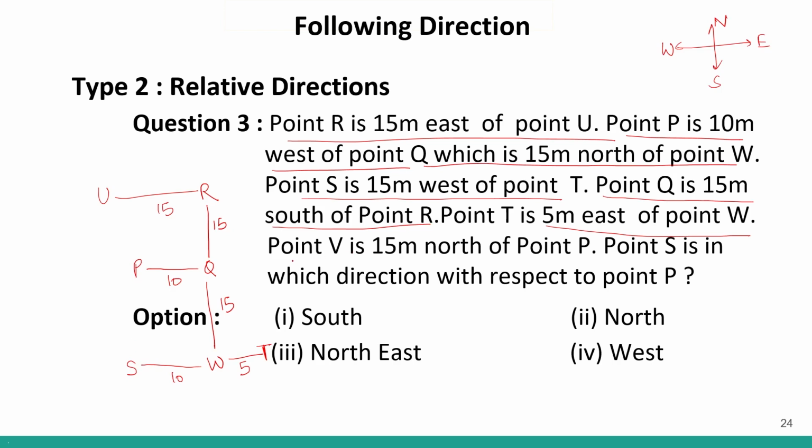Now, point V is 15 meter north of point P. So point V will fall here, 15 meter north of point P. Now we have to find out point S is in which direction with respect to point P. So with respect to point P, point S is in which direction? It is towards the south. So our answer will be option number 1, south. This will be the correct answer.